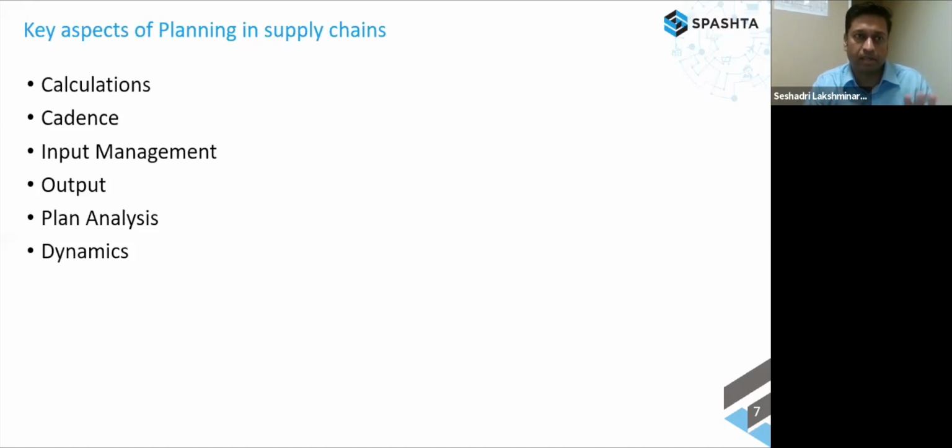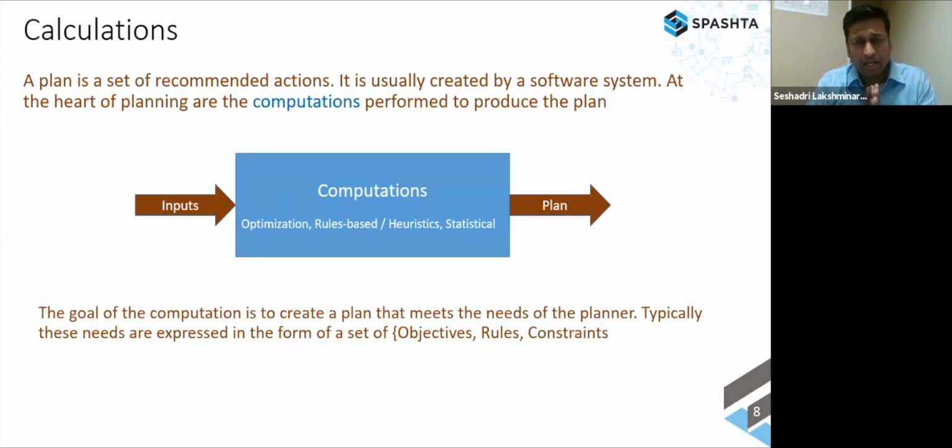So these are the topics that I'm going to cover in this section of planning before we get into interactive planning. So, calculations. In any planning activity, in any activity where there is a recommended decision coming out for one of those parts of the supply chain, you have a set of computations that are performed. And usually, unless it is a very small company, or a very small part of a large company, these computations are performed by software.